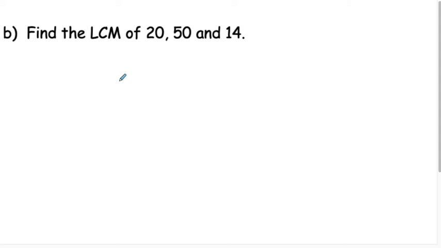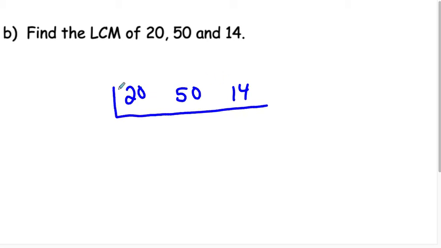So 20, oops. A little bit of delay here, sorry. Let me try that again. So 20, 50, and 14. And again, we're looking for a number that will go into all 3 of them now because we have 3 numbers. So there should be a number that goes into all 3 of them evenly.